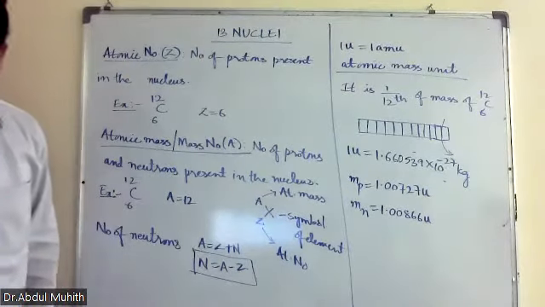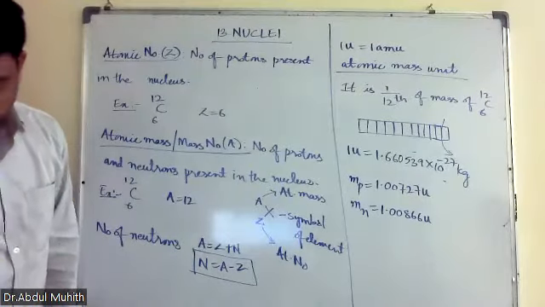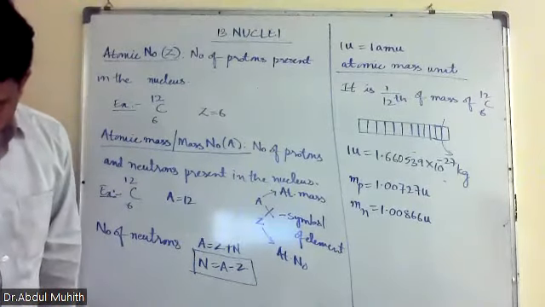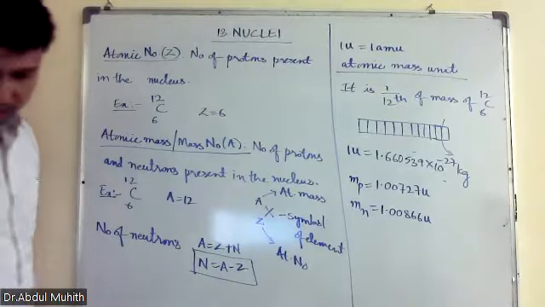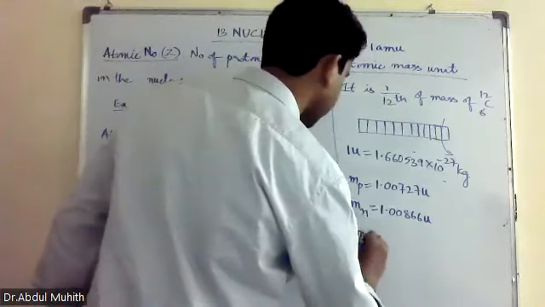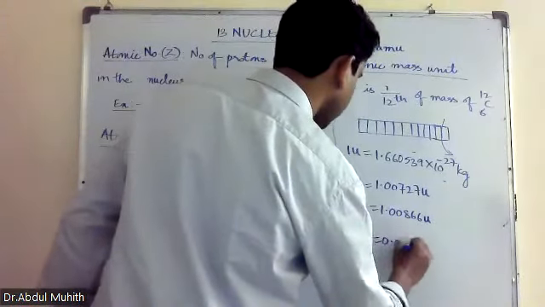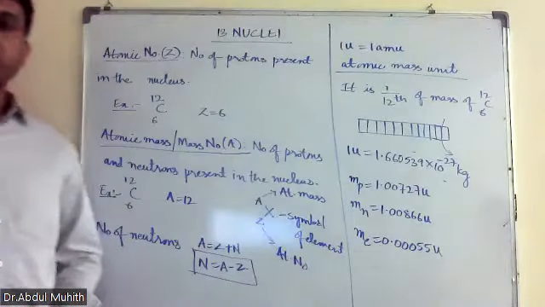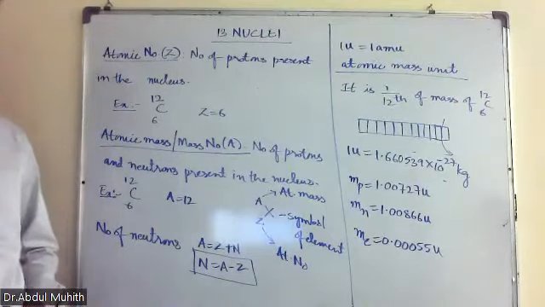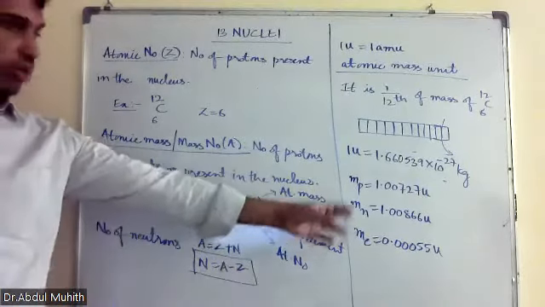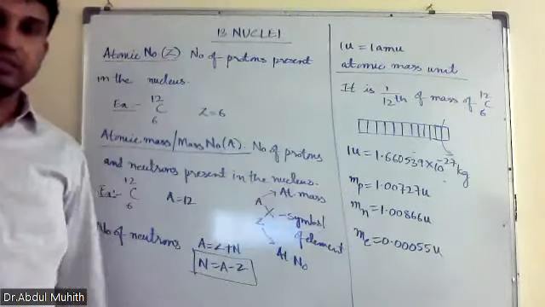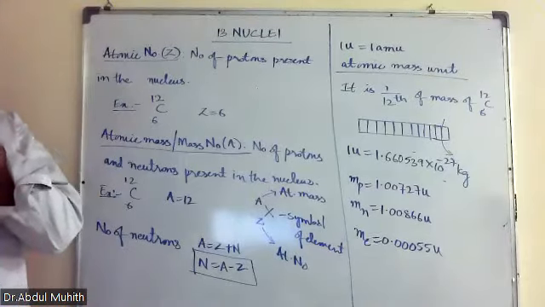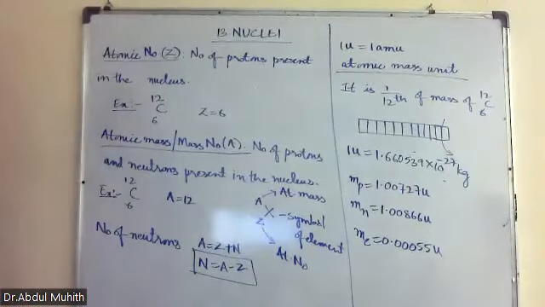And the mass of a neutron also. The mass of an electron is 0.00055 U. If you want to write the mass of electron, proton, and neutron in terms of atomic mass unit, you have to write it this way. Is that clear to all of you?